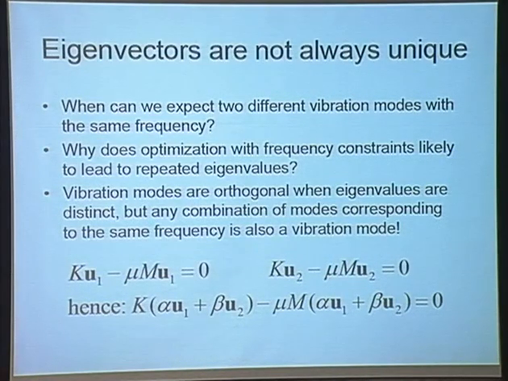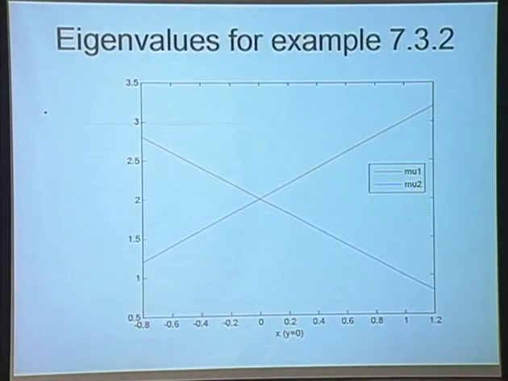Furthermore, this creates problems in calculating derivatives. And so I want to show you the results of an example that I'm going to actually do numerically in a moment. I generated this from MATLAB, and it shows mu1 and mu2 as a function of one design variable. The design variable is called x, and the other design variable is y, and I set it to 0.